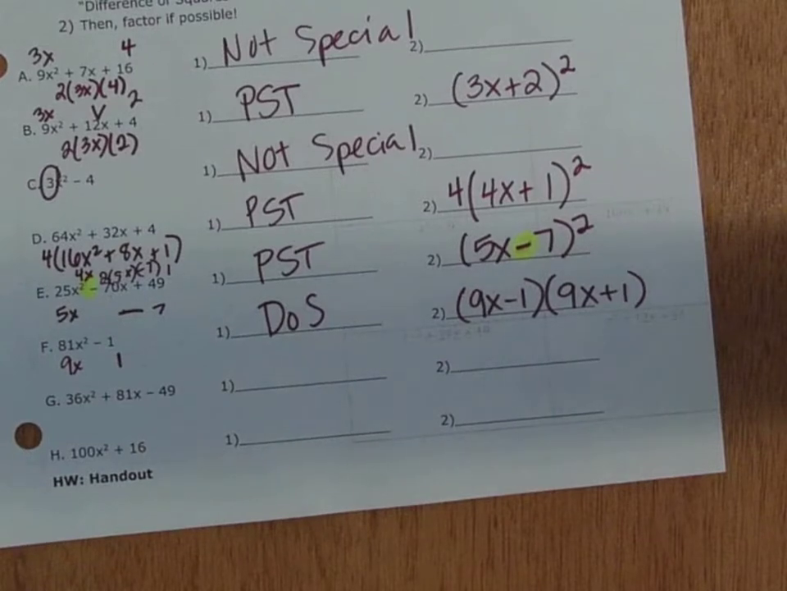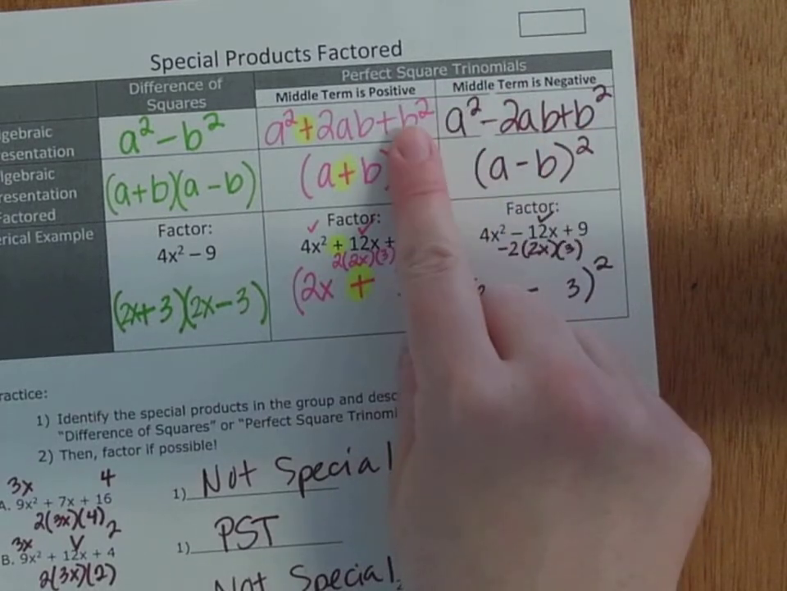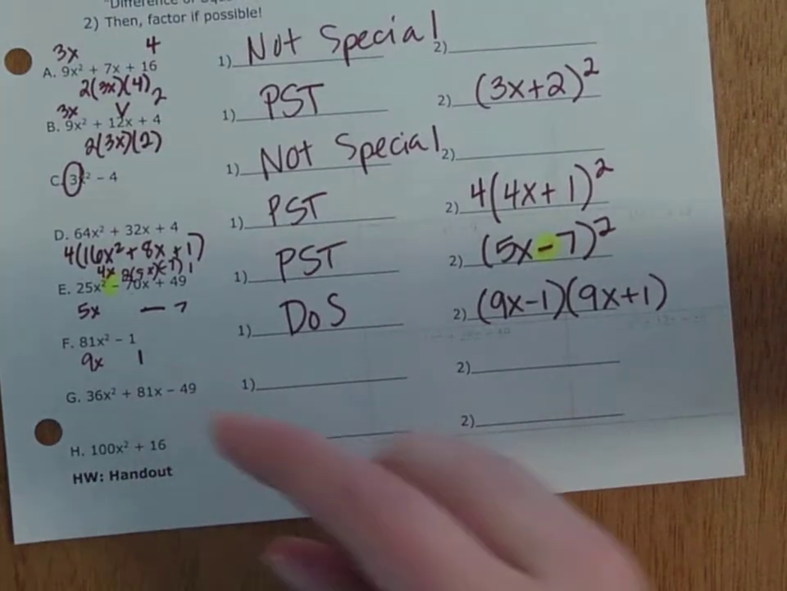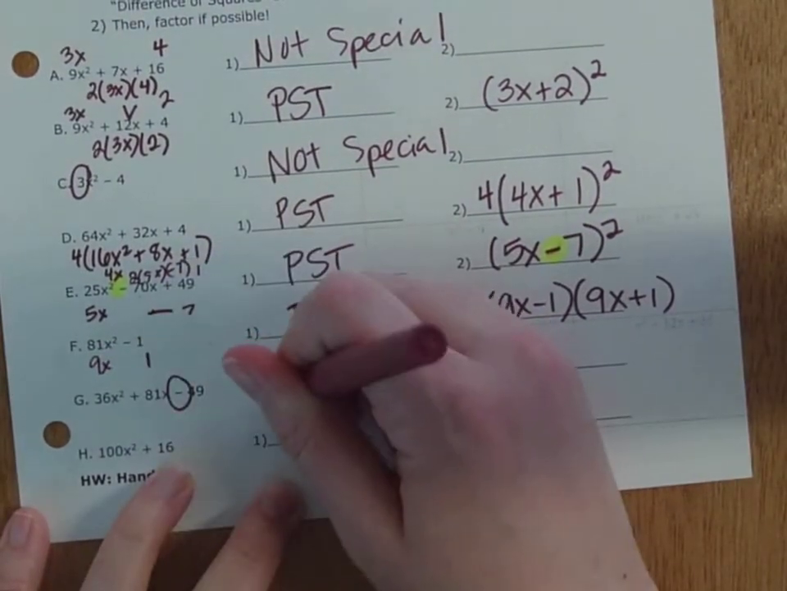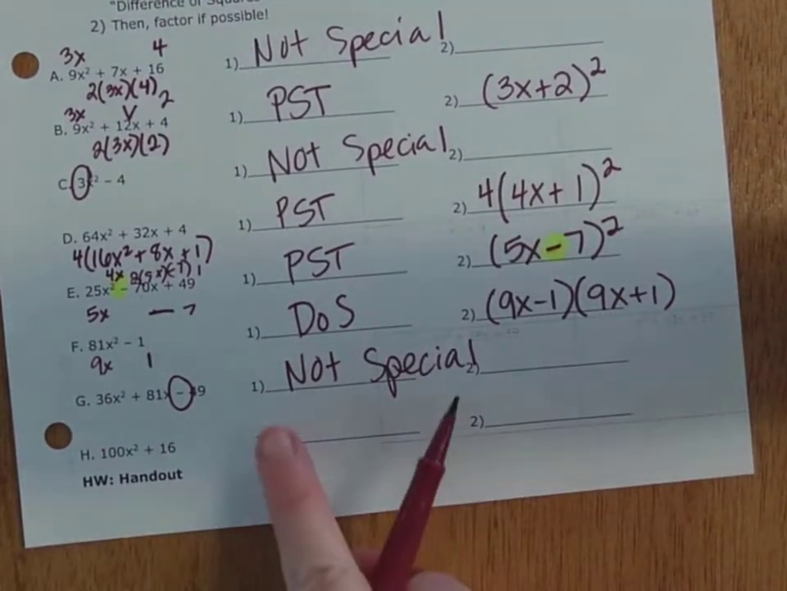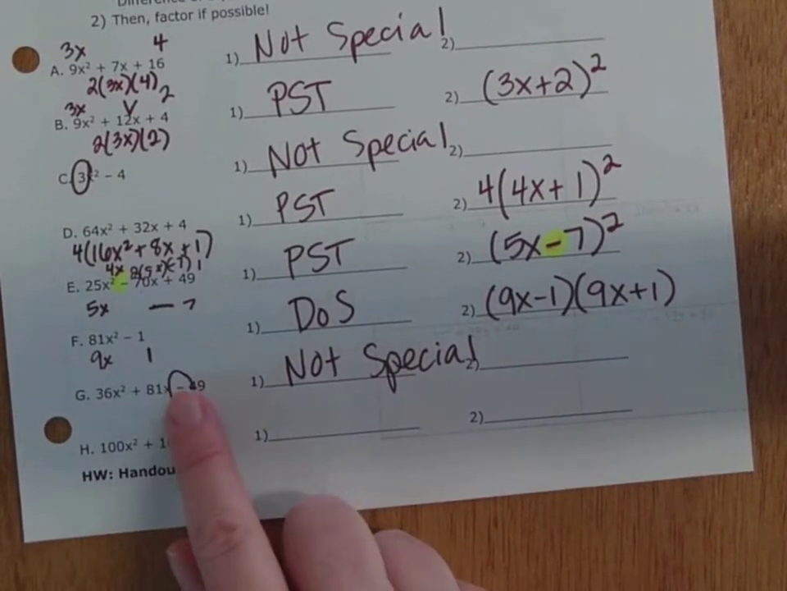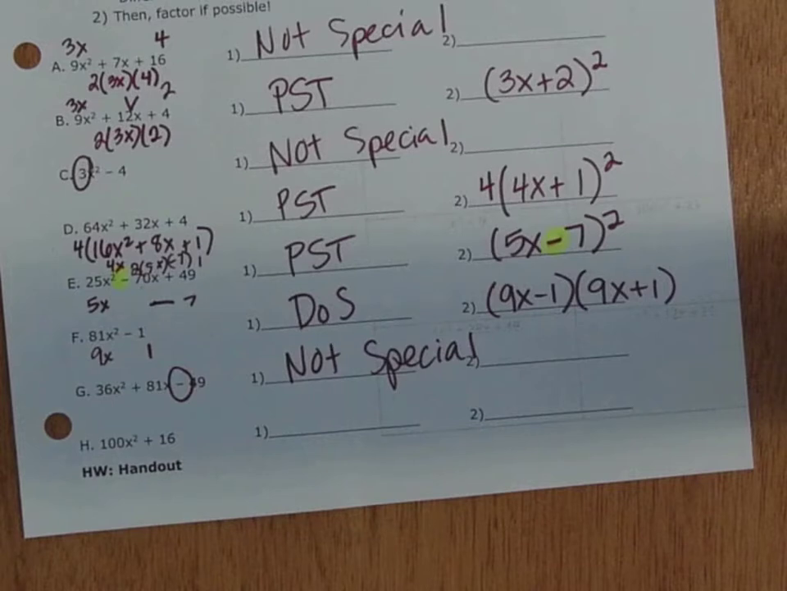What about g? How do you know? There's a negative on the third term. Do we see a negative on the third term in any of my examples? No, because the negative times a negative would give me a positive. So this right here says, hey, this is not special. I don't have to do any mental math to find out about 81, though we could, because 81 would not be my middle term. It's that negative right there that tells me this is not special.